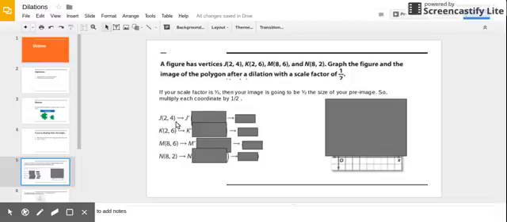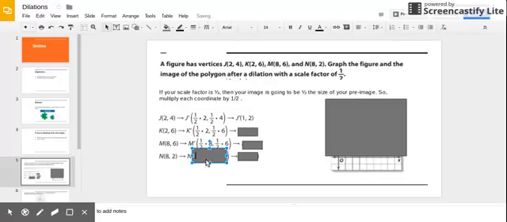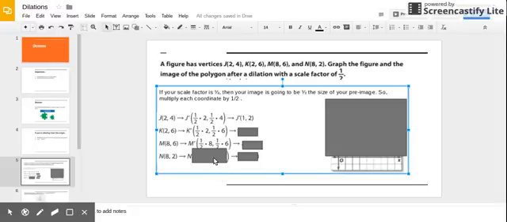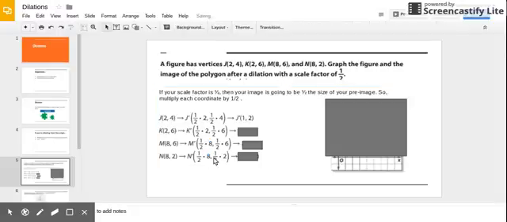I'm given these ordered pairs here, and I'm going to multiply each coordinate by 1/2. So 1/2 times 2, comma, 1/2 times 4. 1/2 of 2 is 1, and 1/2 of 4 is 2. So first, let's multiply each by 1/2 and then get our new ordered pairs.